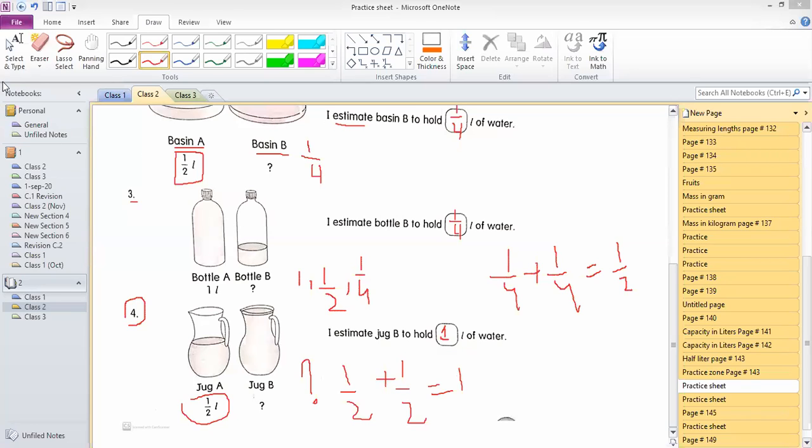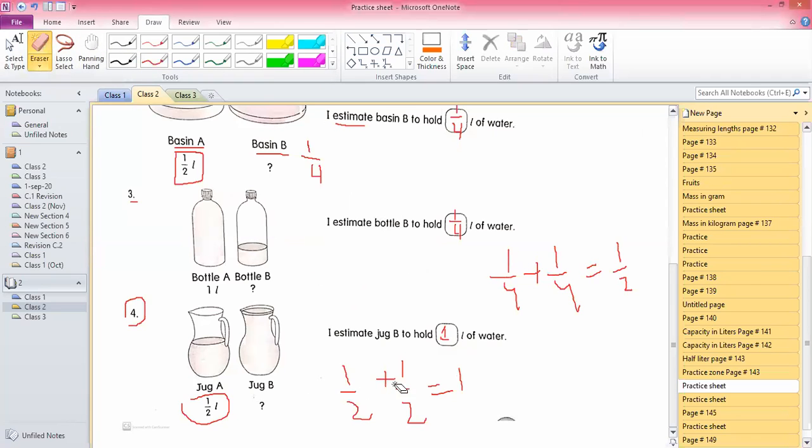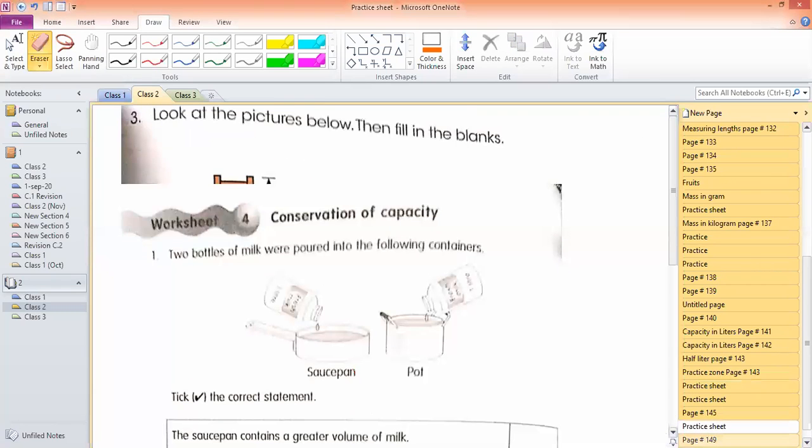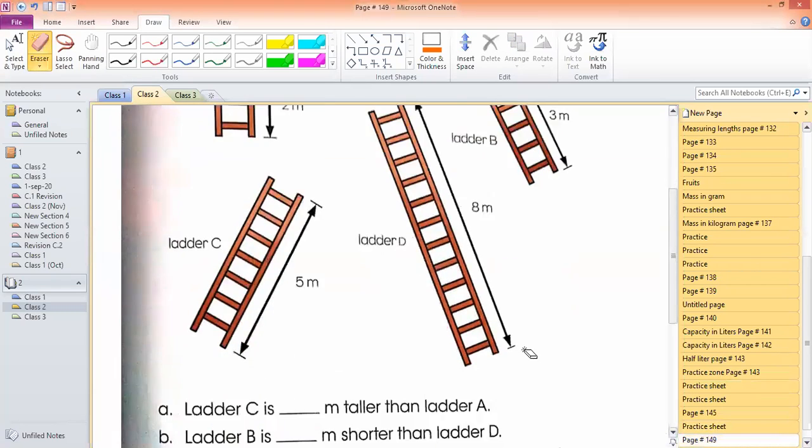Yes, that's very good. Okay, now I have one more worksheet for you. We will go there. And we'll not go to the worksheet even. We'll go tomorrow. We'll go to the book, page number 149.